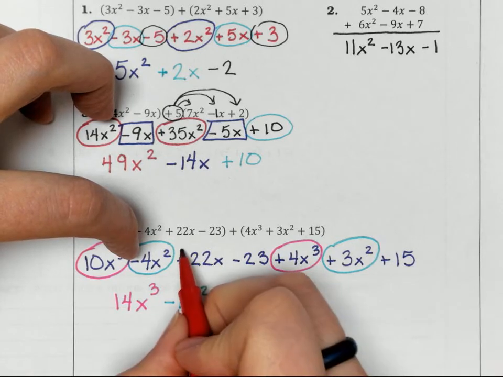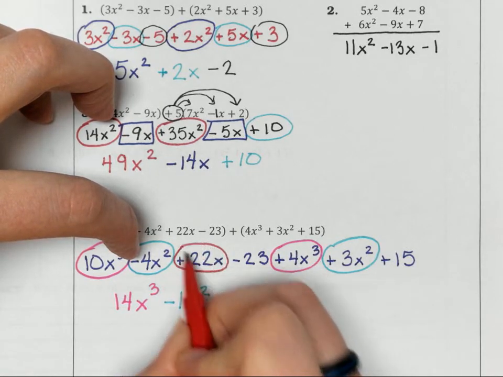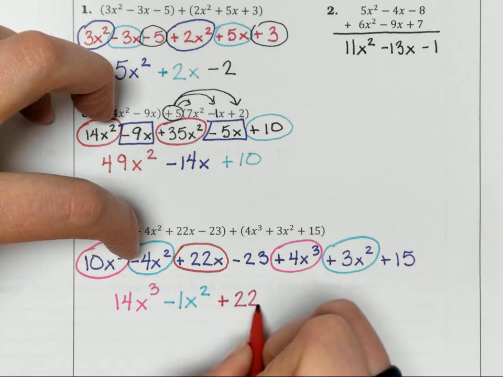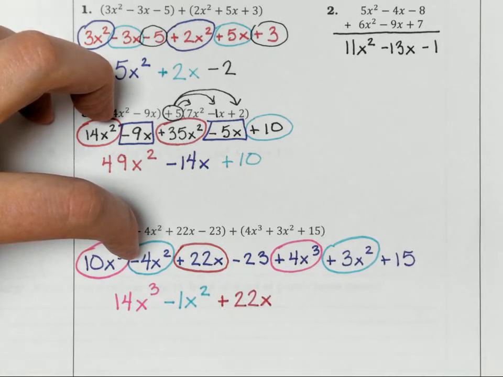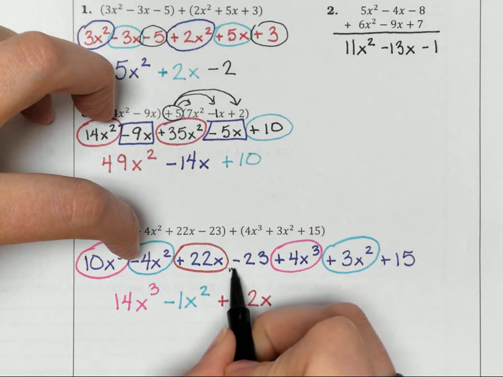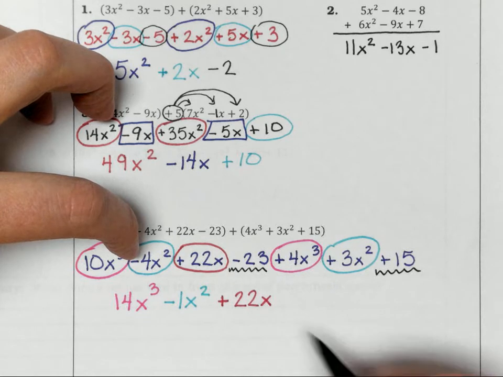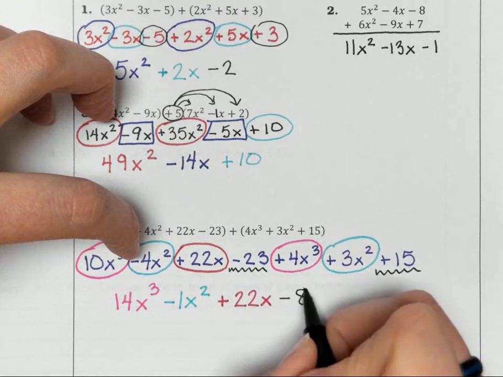And then I have a 22x, and there's no other term in here that has an x, so it's just plus 22x. And then the last part is I have two constants, negative 23 and positive 15. And I add those together and get negative 8.